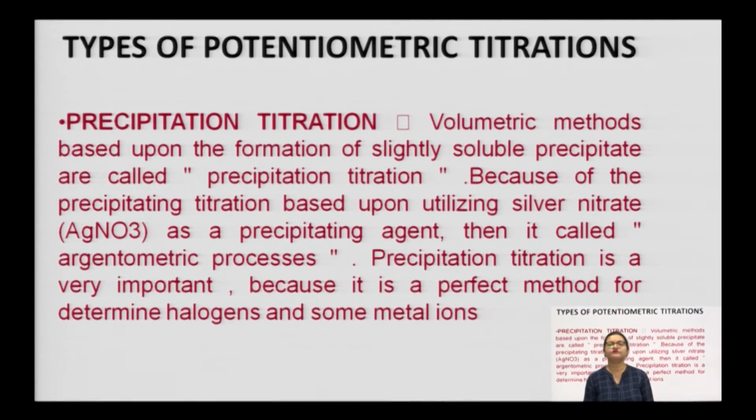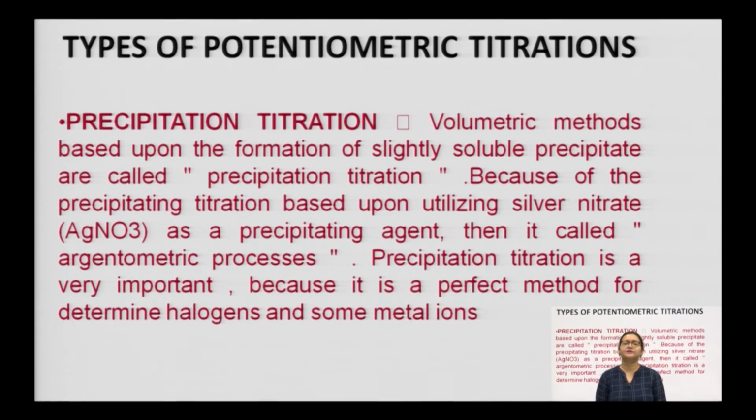What are the types of titration which are being covered in potentiometric titration? It is widely applicable to all types of titration. First one is precipitation titration. As we all know, precipitation titration is a volumetric method which is based on the formation of a precipitate at the end point. Formation of a slightly soluble precipitate is called precipitation titration.